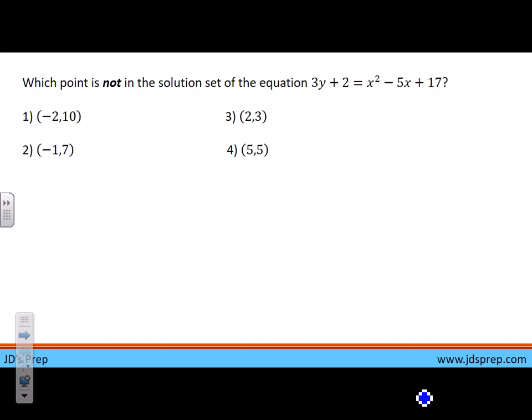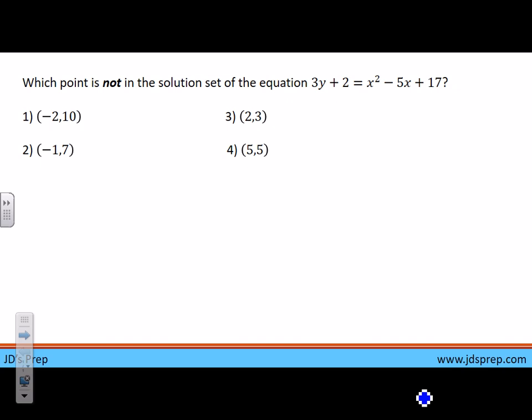For this problem, we want to take the points that we are given and plug them into the equation with the x coordinate going in place of x and the y coordinate going in place of y. Since we have multiple occurrences of x and y in the equation, it's very important that we make sure that we are plugging the right numbers in the right places. And as soon as we find a point where we can plug them in and simplify and not get the same number on both sides of the equation, we'll know that we have the correct point.